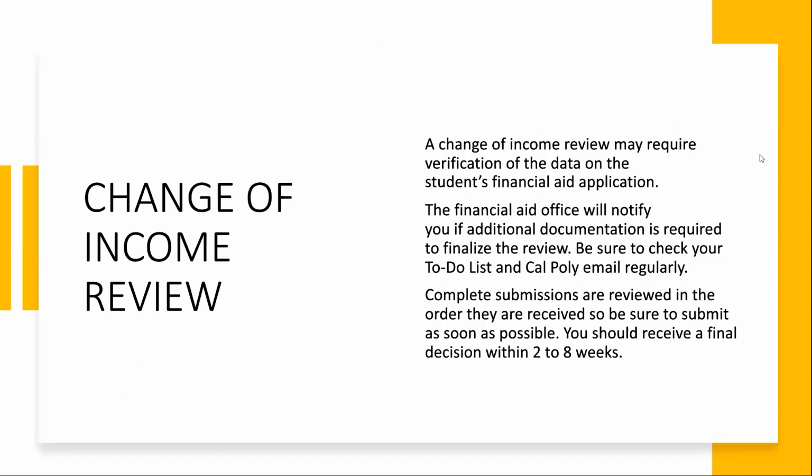Once we receive your change of income form, we may need additional documentation to complete the review. If this is the case, we will contact you by email or send a notification through the Cal Poly portal. Be sure to check your email and to-do list on your portal during this time. After the submission is complete, a final decision regarding further eligibility or financial aid recalculation can take as few as 2 or as many as 8 weeks.